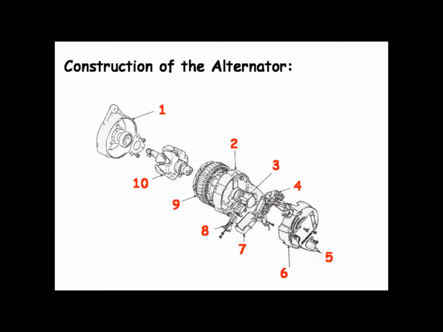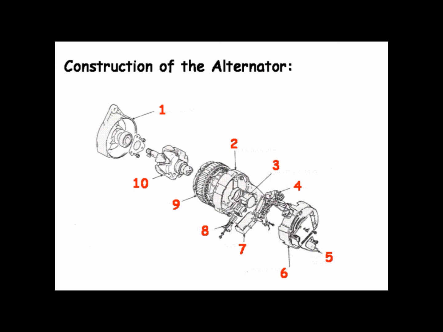The alternator consists of 10 parts: the drive, the slip ring and cover, the brush box assembly or pack, the rectifier, the suppression capacitor, the slip ring end bracket, the regulator, the brush set, the stator, and the rotor.